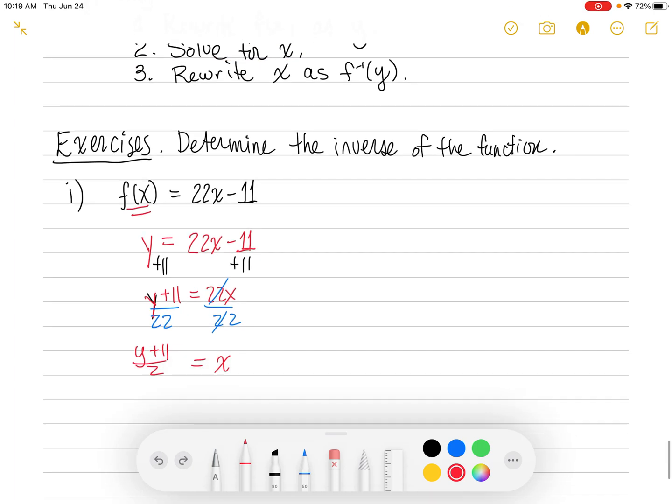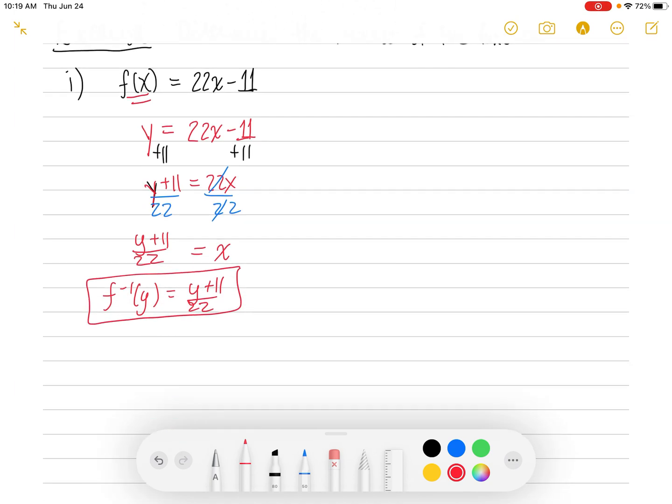And now the third step. So that's the hardest part, is solving for x. Now the third part is rewriting x as f inverse of y. So we're going to say this is f inverse of y equals y plus 11 over 22. That should be a 22 right there, not a 2.